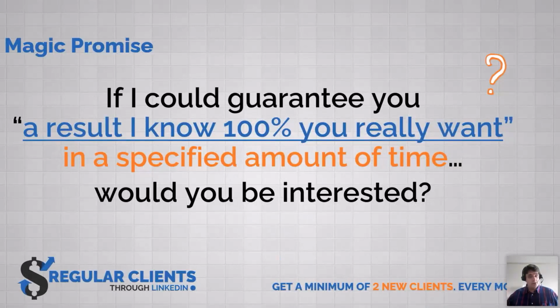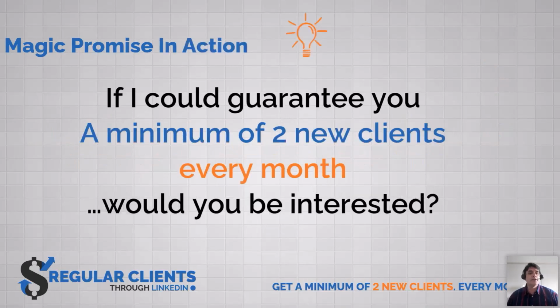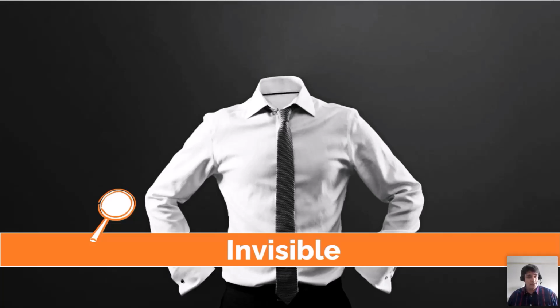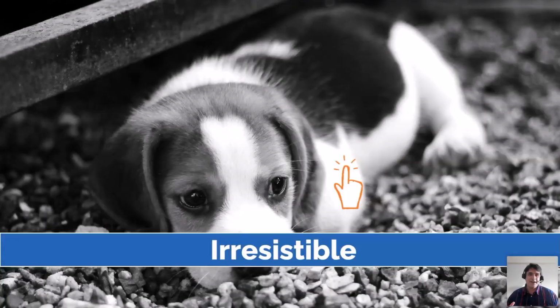If I could guarantee you, and then the first part of the magic promise is a result I know you really want, in a specified amount of time, would you be interested? So here's a couple of examples. If I could guarantee you a minimum of 2 new clients every month, would you be interested? Or if I could show you how to save up to 15% on your tax bill in the next 6 months, would you be interested? Right. So just essentially tell people what you do. That's what this really boils down to. And when you have your messaging dialed in like that, it takes you from being invisible to being totally irresistible to your ideal clients.